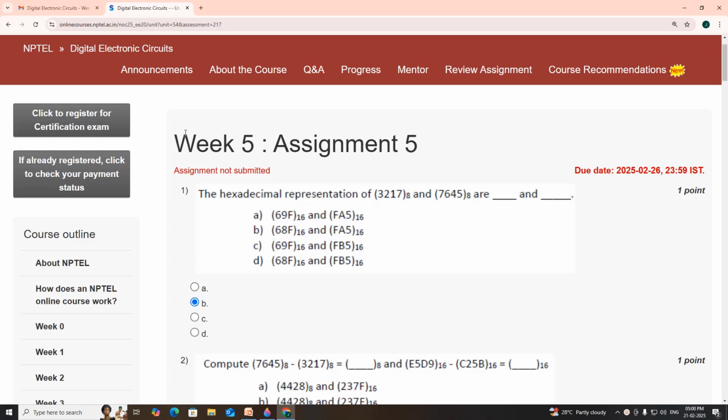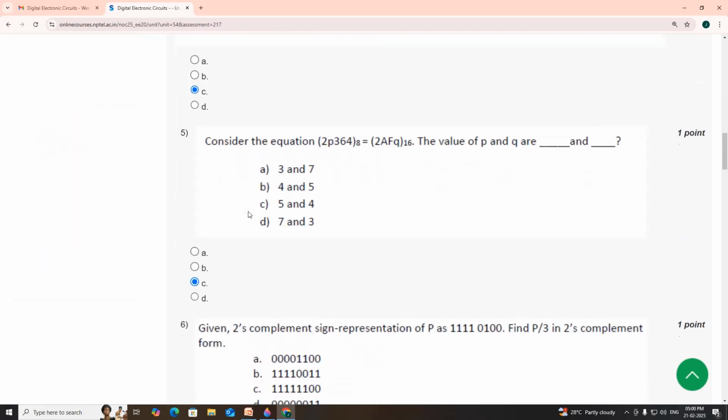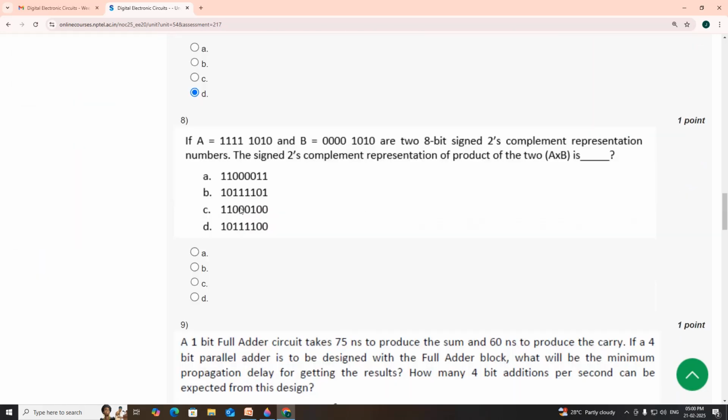Hello viewers. This is part 2 for the week 5 assignment 5 for the course Digital Electronic Circuits. We have to start from the 8th question, question number 8.